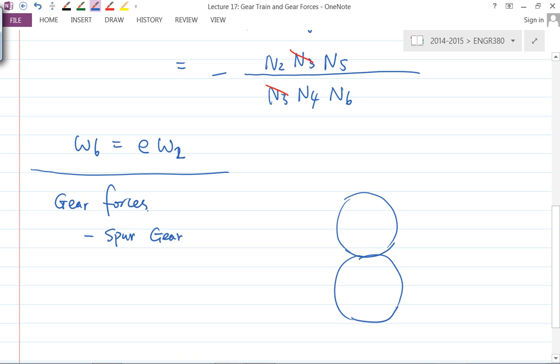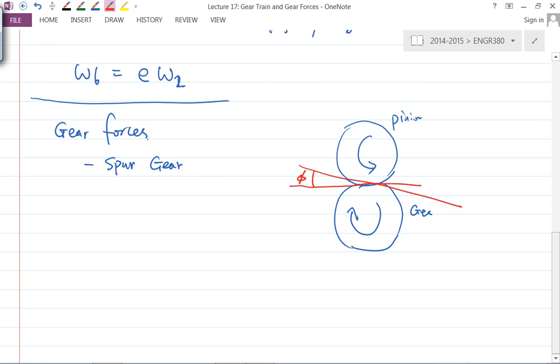Okay, we have pinion drives the gear at here. Okay, let's say this is pinion, and this is the gear. Okay, and it does have a pressure angle at here, maybe 20 degree or maybe 25. Okay, so there's a shaft that carries these two gears, right? And we need to figure out certain free body diagrams, both for the shaft and for the gear.